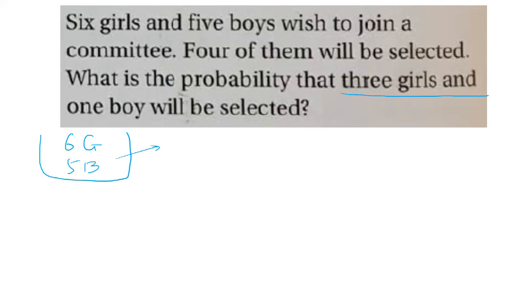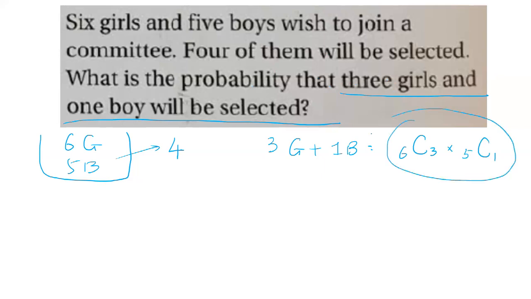So first of all, we need to know in how many ways we can complete this task, right? And this number is denoted by the total number of ways we can complete the task. That is the probability of this event, right? Okay, so we choose 4 of them: 3 girls plus 1 boy. How many ways can we do this? This is a 2-step task, right? First step is to choose 3 girls out of 6. Second step is to choose 1 boy out of 5, right? So this is the number of ways in this event.